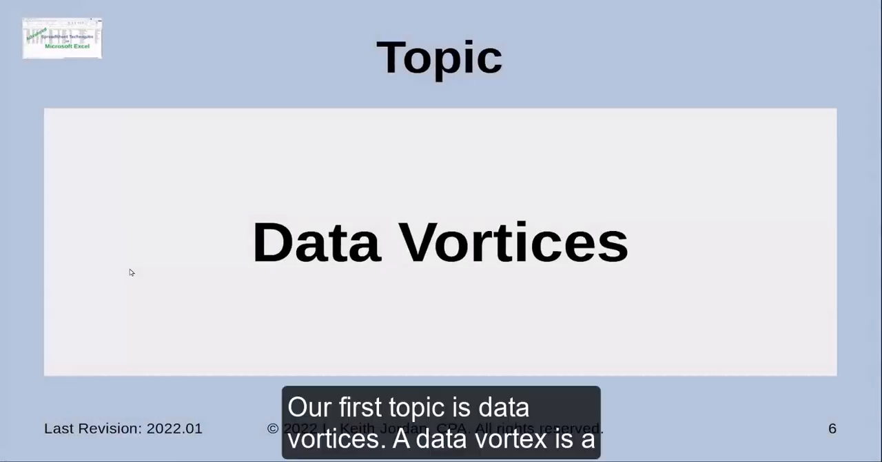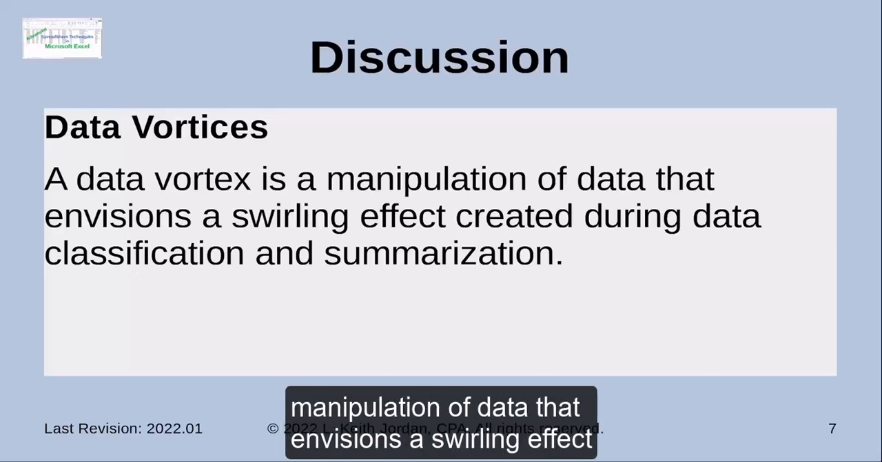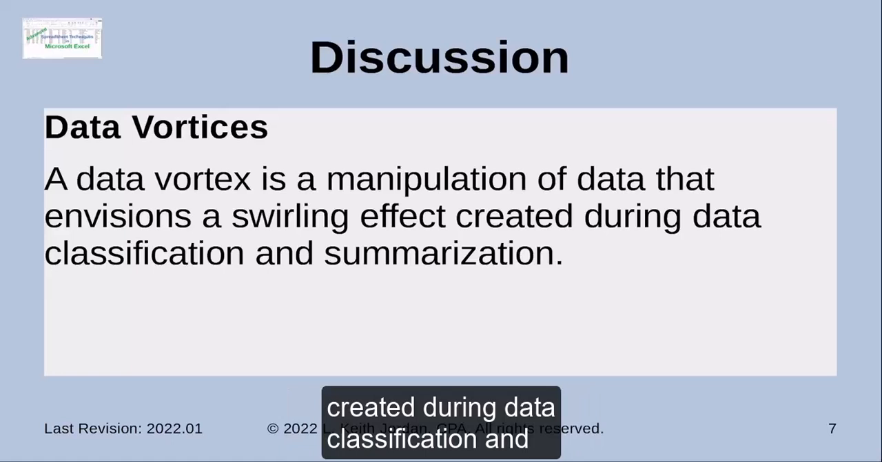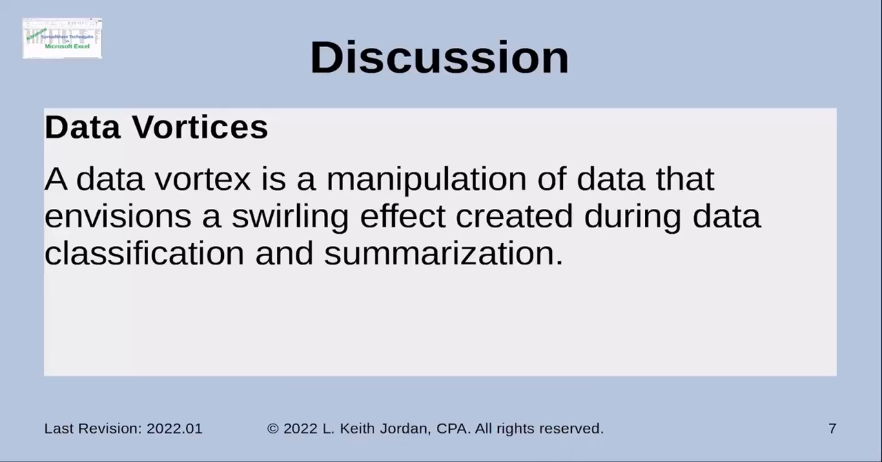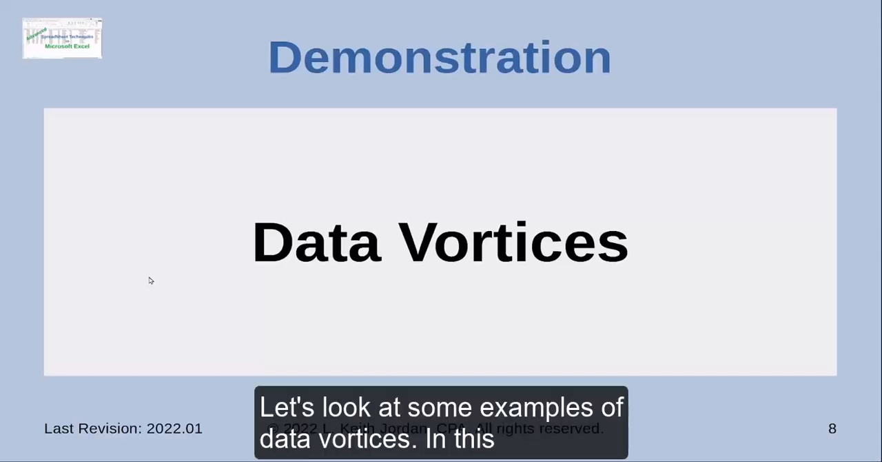Our first topic is data vortices. A data vortex is a manipulation of data that envisions a swirling effect created during data classification and summarization. Let's look at some examples of data vortices.